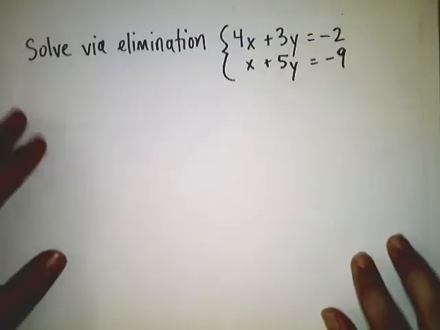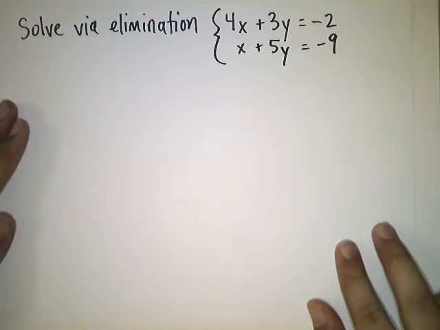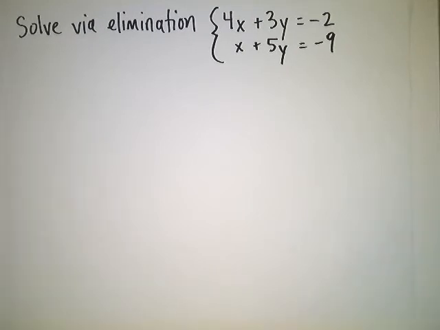Let's try another. We want to solve this system of equations. 4x plus 3y equals negative 2, and x plus 5y equals negative 9. Remember, that first step is to multiply one or both of the equations by some constant so that one of the variables has two coefficients that differ only in sign.